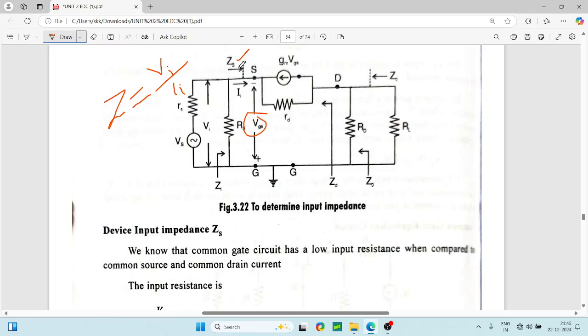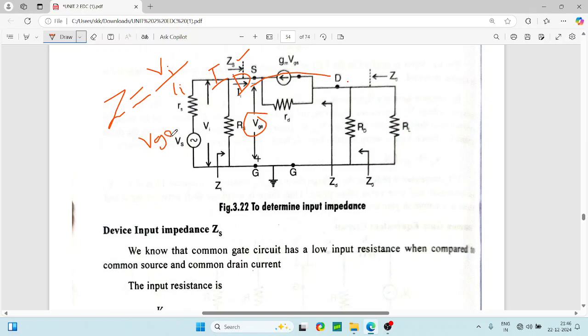What is the current in the input? The current is nothing but ID, because this current goes this way. So in the input also, what is the current? ID. We can write IS. IS is equal to ID. Right. Now listen. You know the value of VI: VI is equal to VGS. You know the value of II, which is IS, and IS is equal to ID. Now what is ID? ID is equal to gm into VGS. So I'm substituting.